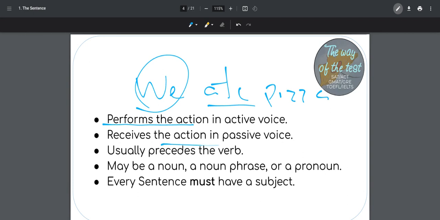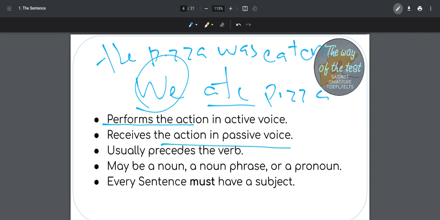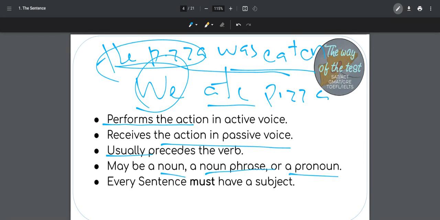And it also receives the action in the passive voice. So when I say the pizza was eaten, this is in passive voice. So what was eaten? The pizza, in this case, is receiving the action in passive voice. It usually precedes the verb, usually goes before the verb, emphasis on usually, and it may be a noun phrase or a pronoun. We're going to see what that means in following videos. And remember that every single sentence must have a subject.